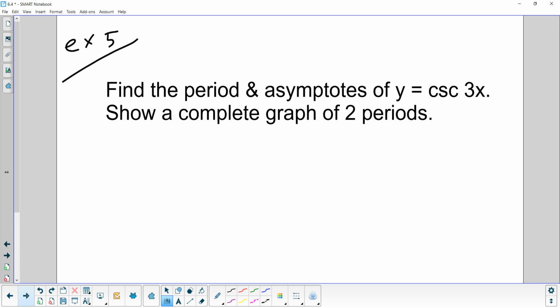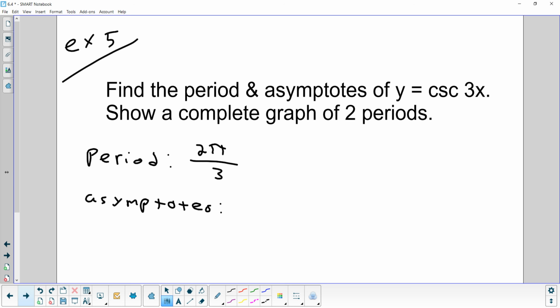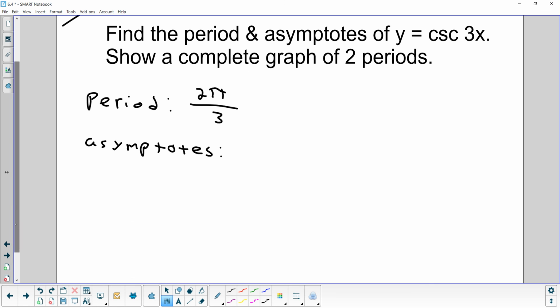Okay, so this one tries to show a graph and find the period and the asymptotes. Okay, start with the period. What's the period of y equals cosecant 3x? John? Would it be 2 pi over 3? 2 pi over 3. And the asymptotes? Can somebody tell me for cosecant, what are my two original asymptotes? Okay? 0 and pi.